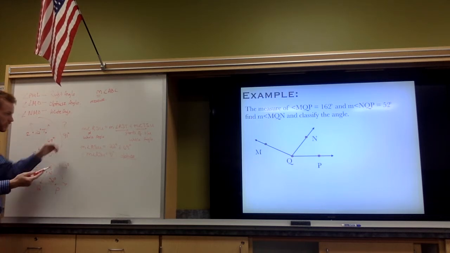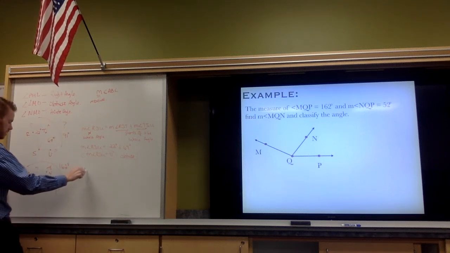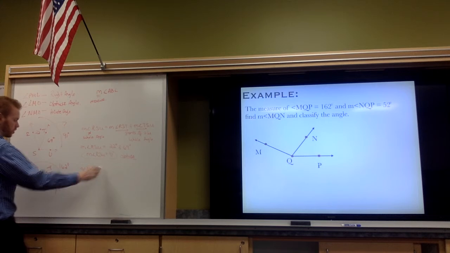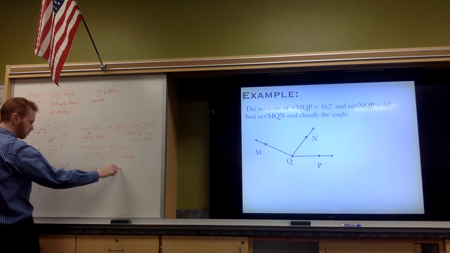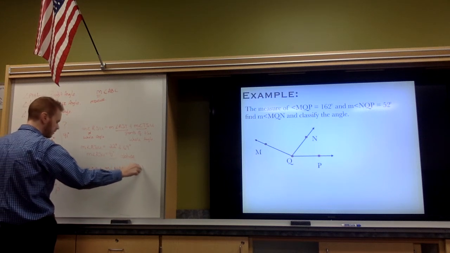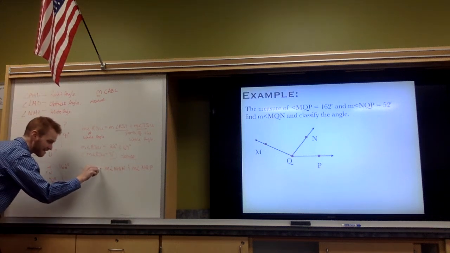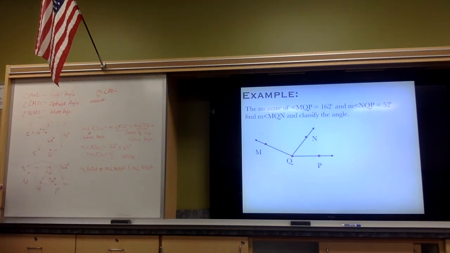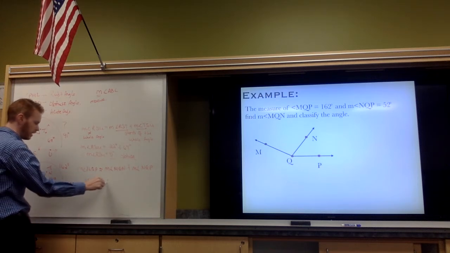So let's just, once again, practice this. We know what the answer is already. So the measurement of MQP, which is the whole thing, is made up of the smaller angles, or just the angles inside of it, not necessarily smaller, which is this. Those guys. Go. Do some substitution. This is 162 degrees. I don't know this guy.